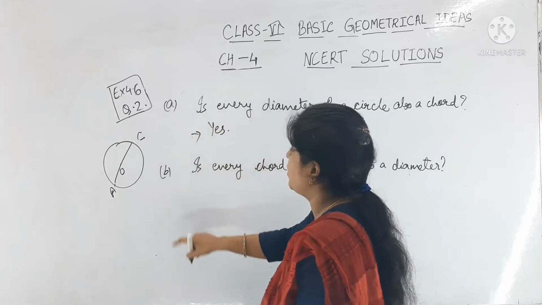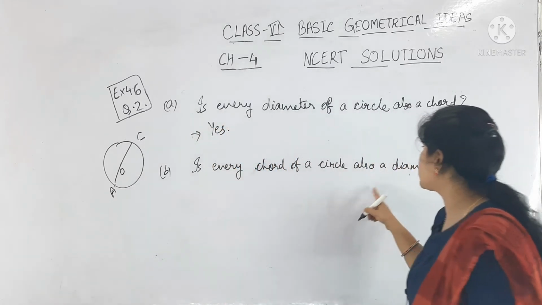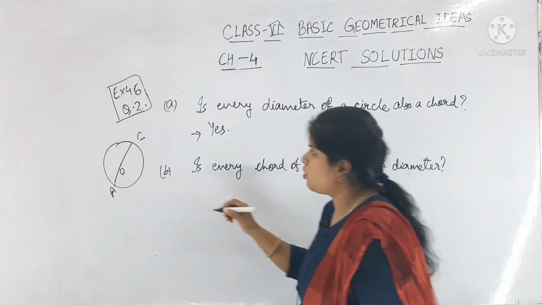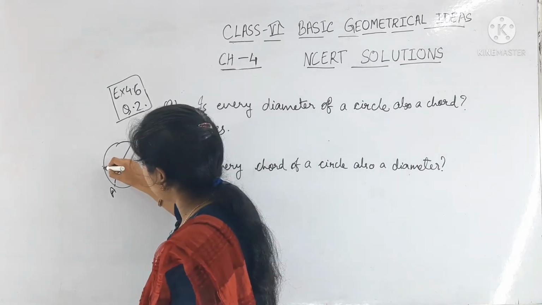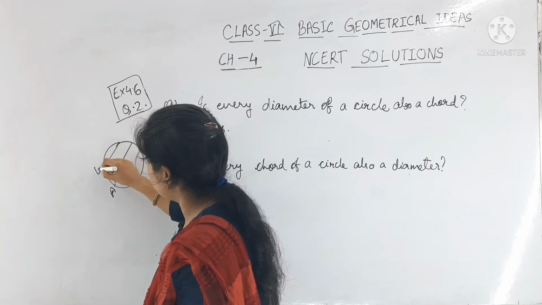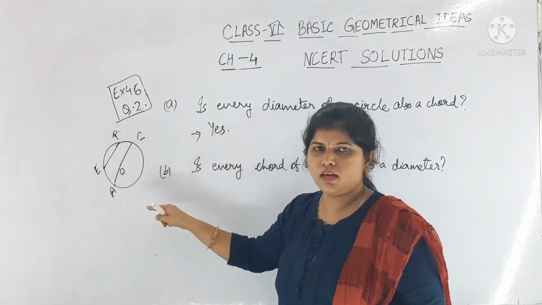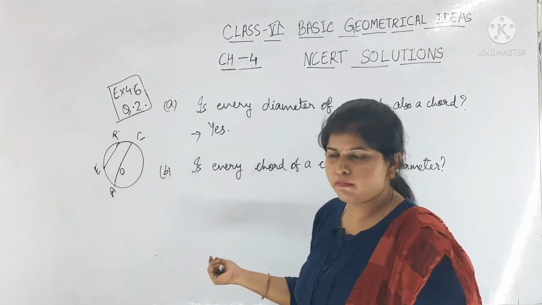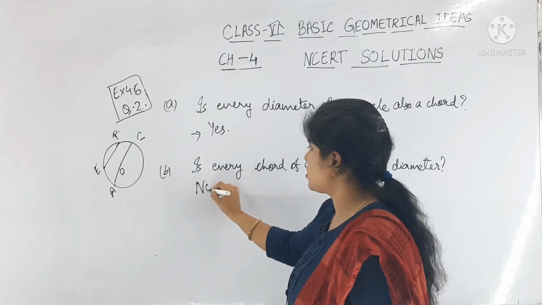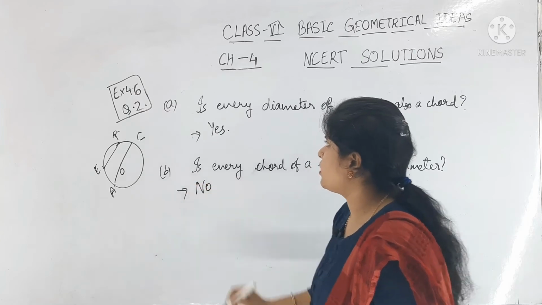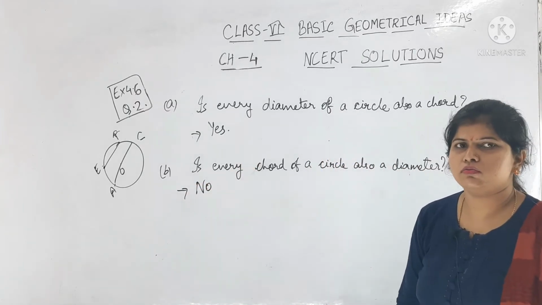Part B: is every chord of a circle also a diameter? Every chord, so I can write EF. EF is a chord but it cannot be a diameter. So the answer is no. This is the solution for question 2.